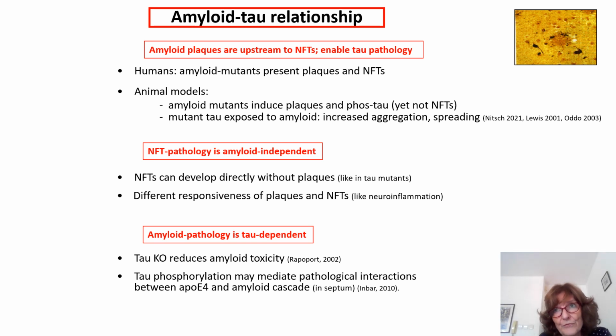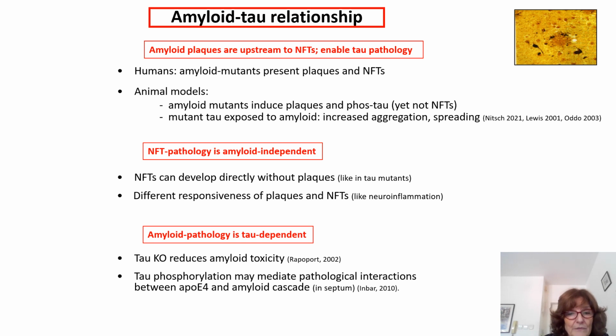Regarding the relationship of tau with amyloid, there are a few aspects. The first one is the known one: amyloid plaques are upstream to tangles and enable the tau pathology. And we know it from humans. People who have the mutation of amyloid, it starts from amyloid, present plaques and tangles. And we see it in a way also in animal models. Animal mutant models have plaques, but only early pathological forms of tau in the form of phosphorylated tau, yet not tangles. And also studies show that when tau mutant is exposed to amyloid, there is an increase in tau aggregation and spreading.